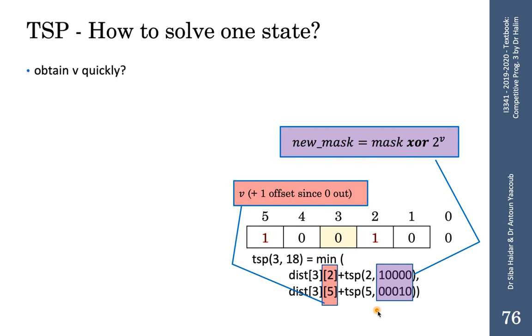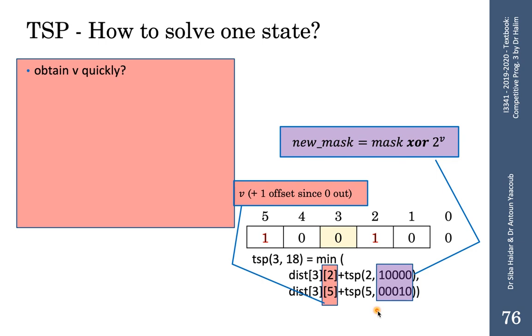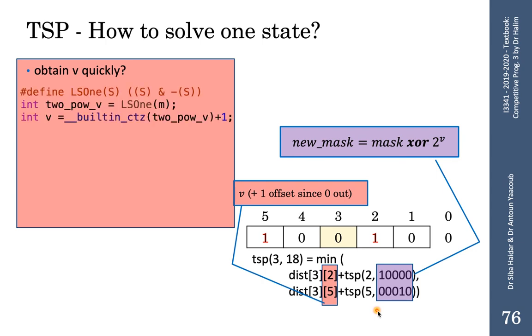So how to obtain V quickly? We will always use the least significant one. So we will get the 2 here, then the 5 when we remove 2. So we will use the least significant one, and 2 to the power V is the least significant one, in fact. And what is V?